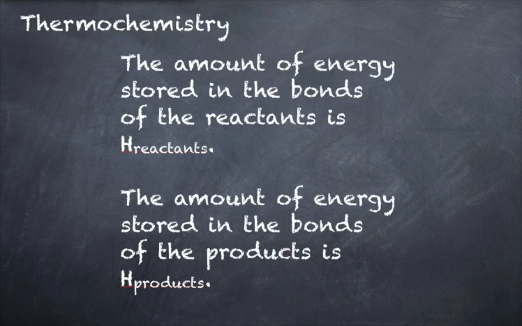So let's define our terms. The amount of heat stored in the bonds of the reactants is called the enthalpy of reactants, otherwise called the heat of reactants, and there's a capital H to stand for that. So H sub R is the heat content of all the reactants at the beginning of a chemical reaction. The amount of energy stored in the bonds of the products we'll call the enthalpy of the products, or the heat of the products. So heat content and enthalpy can be interchanged terms.